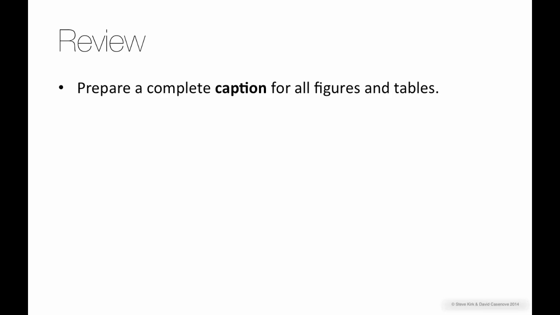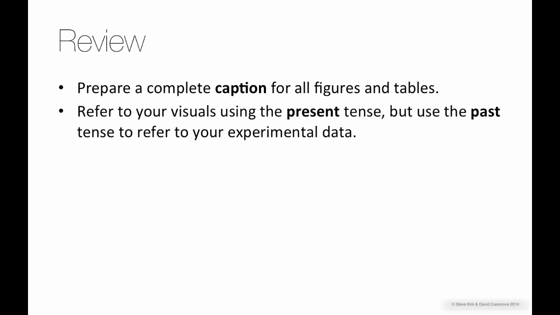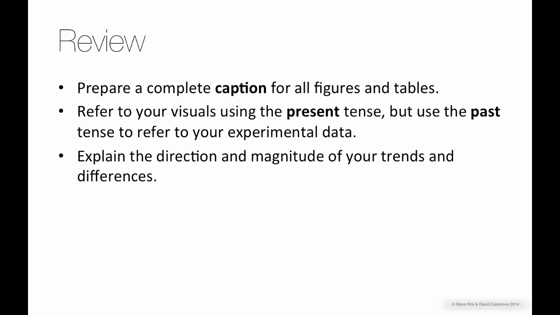Okay, just to review, you need to prepare a clear and complete caption for all of your figures and tables. Okay, use the present tense when you say something like figure 1 shows, but use the past tense for all the results of your experiment. Okay, next, explain the direction and magnitude of the changes and differences. And finally, try to use noun phrases like the something of the something.